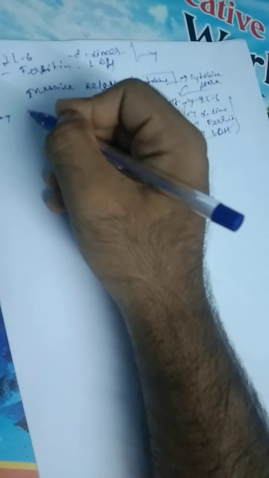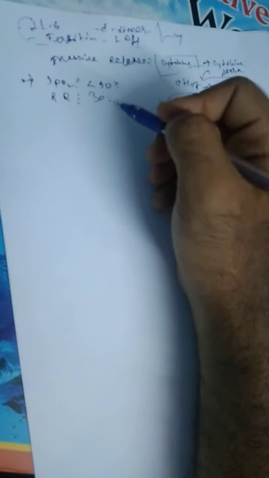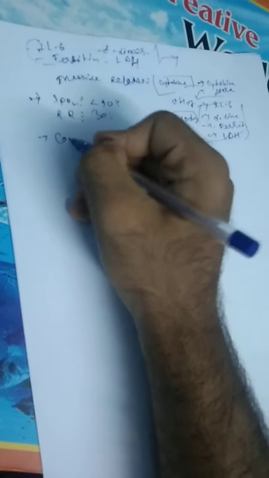In severe COVID, how do we see whether it is severe or moderate COVID? Their SpO2 levels would be less than 90%, and respiratory rate would be more than 30 breaths per minute. Because of this cytokine release, as I've told you, you can do these investigations: IL-6, serum ferritin, D-dimer and LDH. This cytokine release leads to coagulopathy.